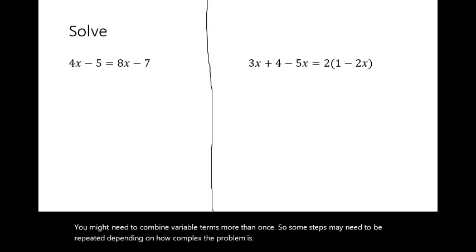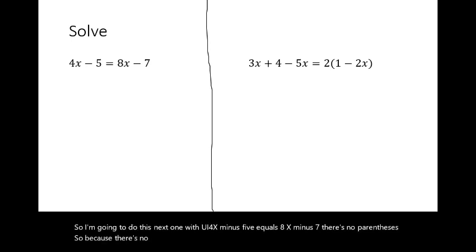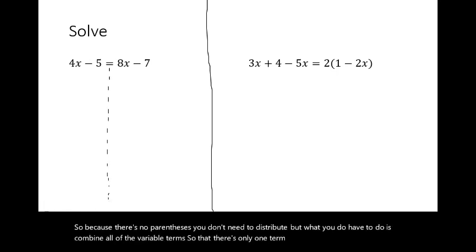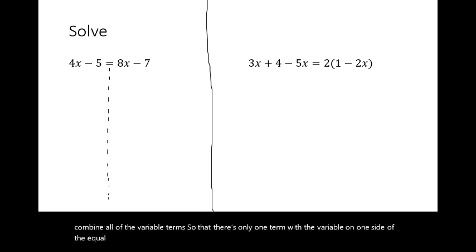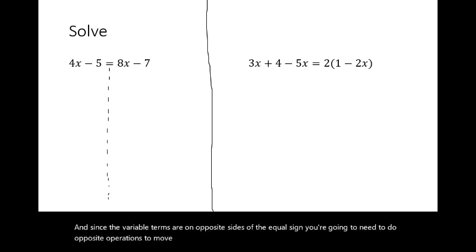So I'm going to do this next one with you. I have 4x minus 5 equals 8x minus 7. There's no parentheses. So because there's no parentheses, you don't need to distribute. But what you do have to do is combine all of the variable terms so that there's only one term with the variable on one side of the equal sign. And since the variable terms are on opposite sides of the equal sign, you're going to need to do opposite operations to move them all onto one side or the other.